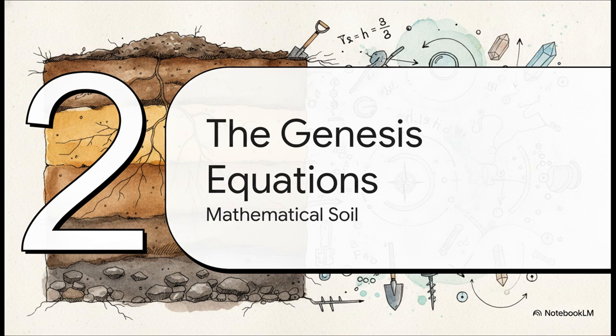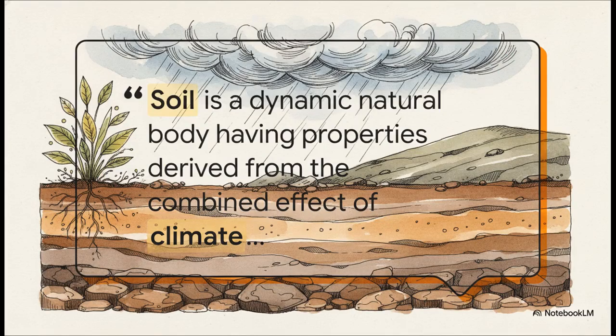Moving into Section 2. The genesis equations. How does mathematical soil actually form from those raw deposits? Well, it isn't random. It's a calculated interplay of forces. This concept was first put forward mathematically by Dokuchaev in 1889, and Hans Jenny perfectly captured it in his 1941 work. He stated, "Soil is a dynamic natural body having properties derived from the combined effect of climate and biotic activities acting on parent materials over a period of time." This is absolutely critical to remember. Soil isn't just dirt, it's a dynamic mathematical product.